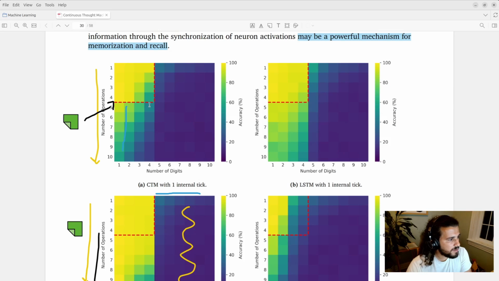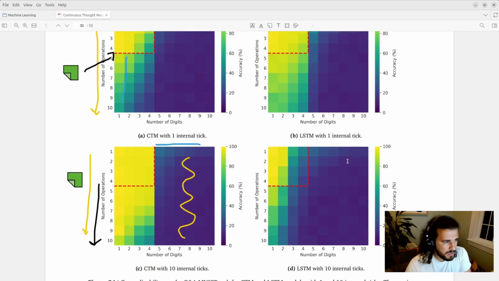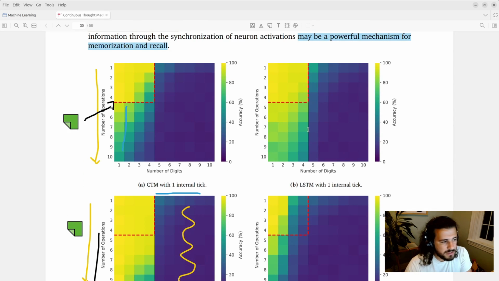This is the number of digits they need to memorize, and here the number of operations they need to do. And this red thing is what it was trained on. So this is CTM with 1 tick. This is the LSTM with 1 tick. This is CTM with 10 ticks, and LSTM with 10 ticks. With 1 tick, the LSTM is better. It generalizes even better here. It doesn't generalize with digits, neither this one. So none of them generalize better with digits.